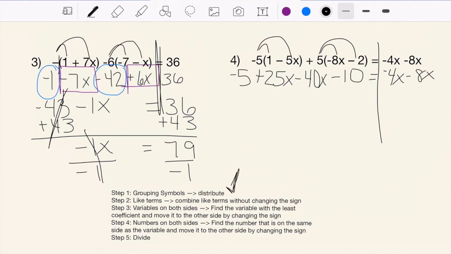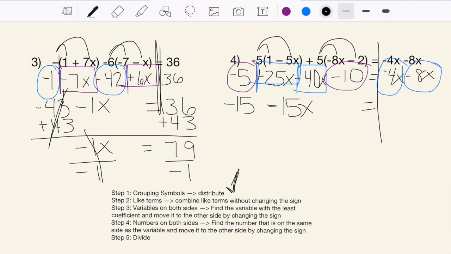Number 2 is combining like terms. So let's look at each side of the equal sign separately. So we have negative 5 and negative 10, and then positive 25x and negative 40x. So negative 5 and negative 10 will give us negative 15. And then positive 25 and negative 40 will give us negative 15x on this side. And then if you also look over here, we have negative 4x and negative 8x. Those you can combine as well. That will give you negative 12x. They have the same last name, so we can combine them.